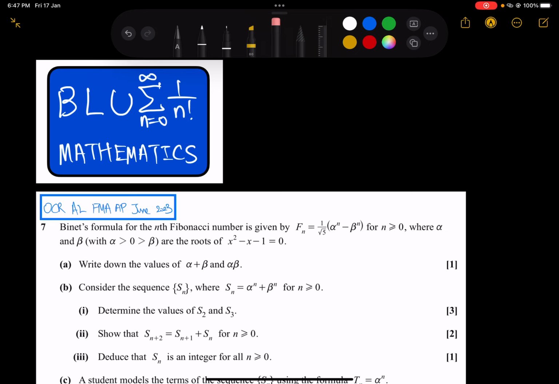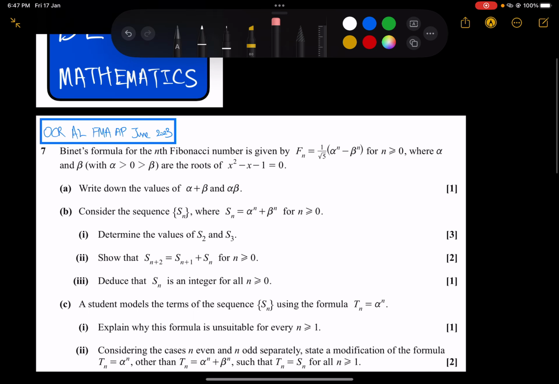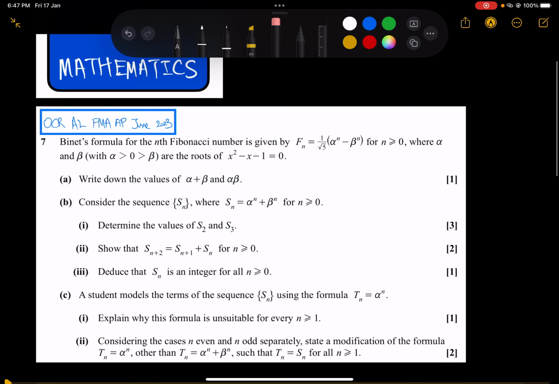Okay, so this one is on some MI. It's from the OCR A levels, and this one's a little bit challenging, but honestly, if you know how to do it, it'll be quite easy.